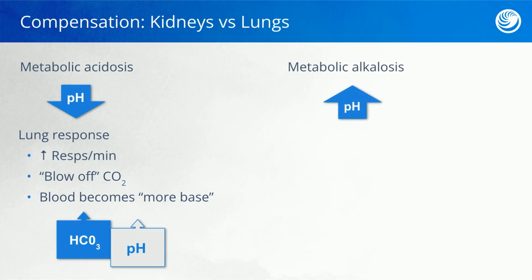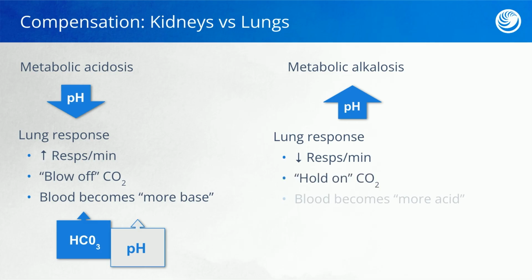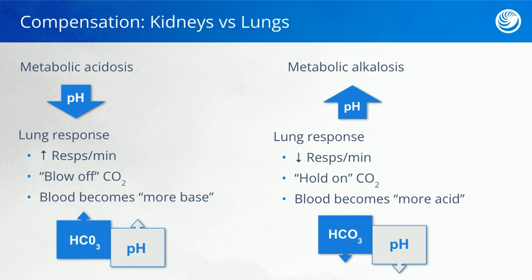Let's talk about metabolic alkalosis and compare. Now we have a pH that is high, and also we have a bicarb or HCO3 that's high. Now our lungs are going to compensate in the complete opposite. Now your patient's going to be breathing slower, they're going to hold on to CO2, which is an acid, and that's how our blood becomes more acid. Eventually that bicarb will drop, and our pH will eventually follow.